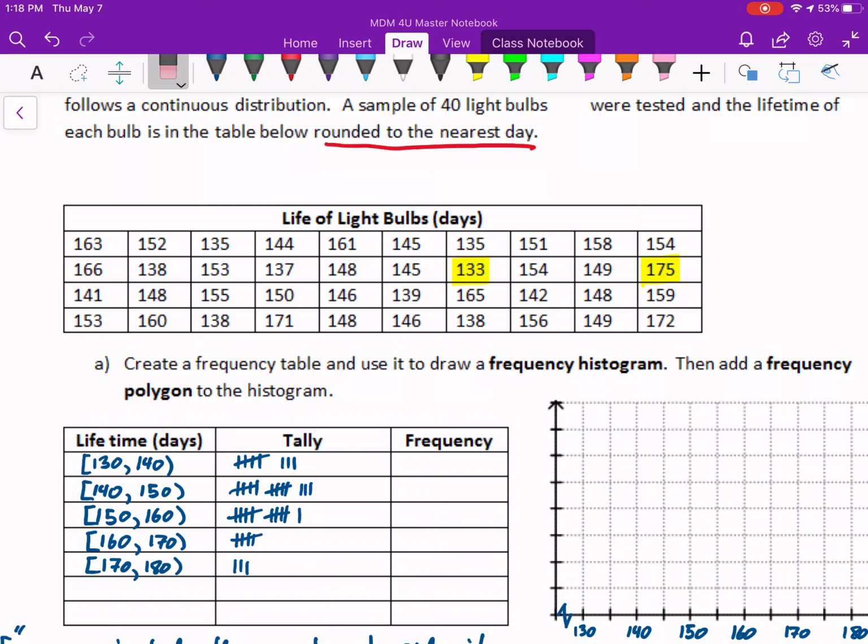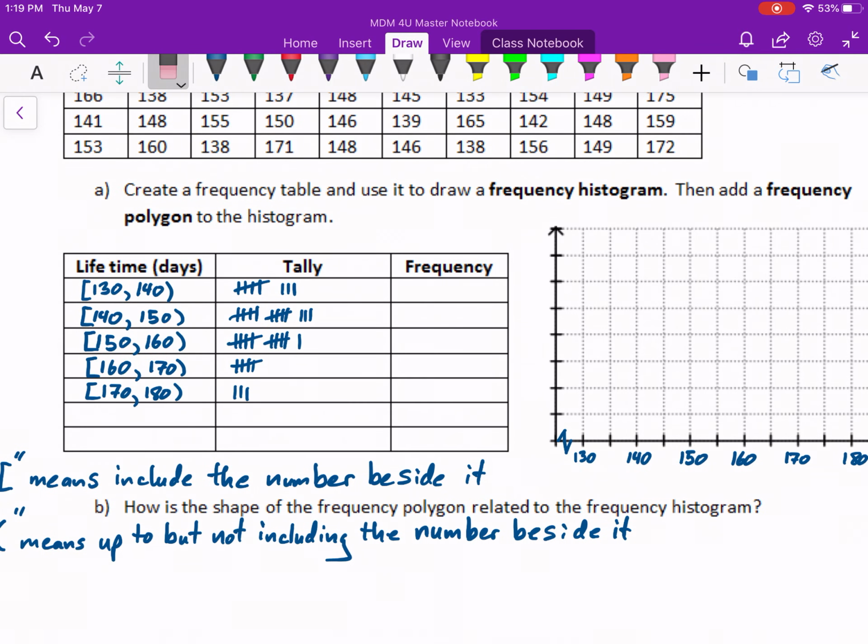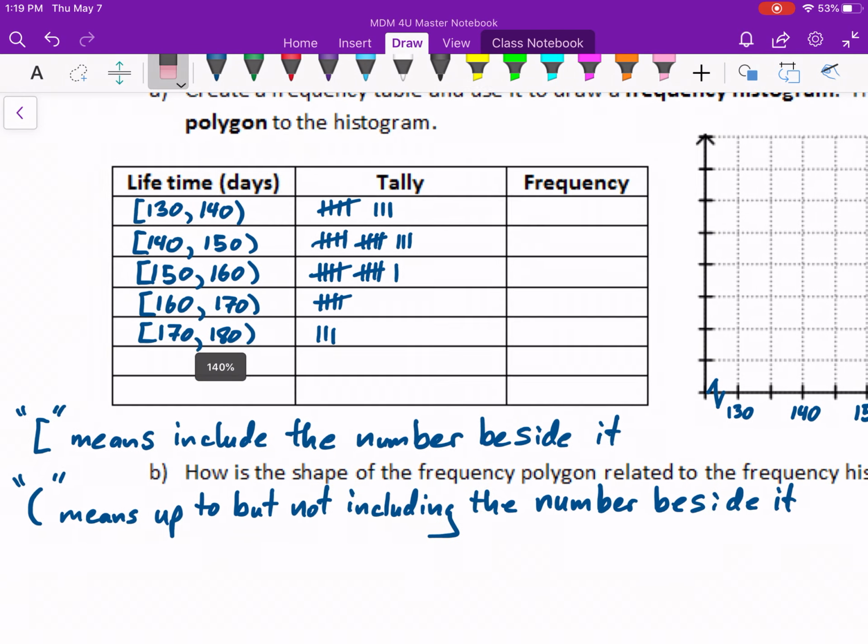I don't want to have one interval for 133 days, and another interval for 134, and another one for 135, all the way up to 175. That's too spread out, too much work, and actually not much help. So we're going to group them together, even though they're already somewhat discrete, into bigger intervals. We're going to put the intervals in groups of 10 days.